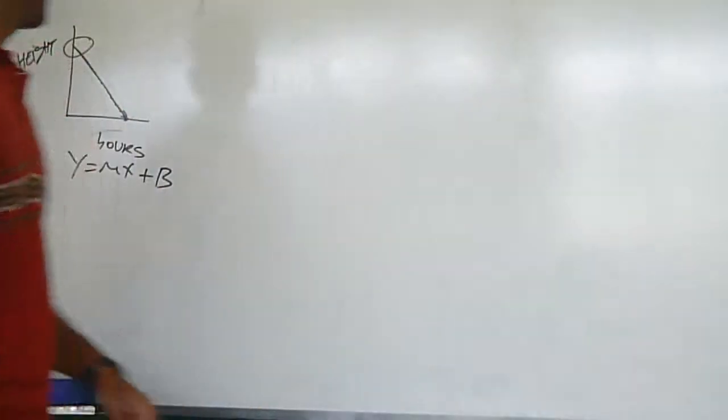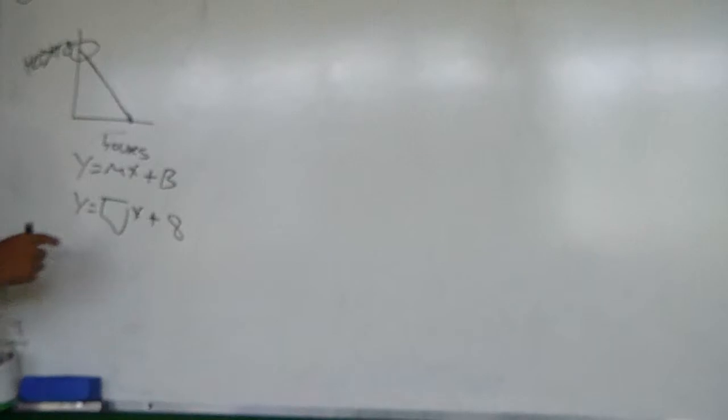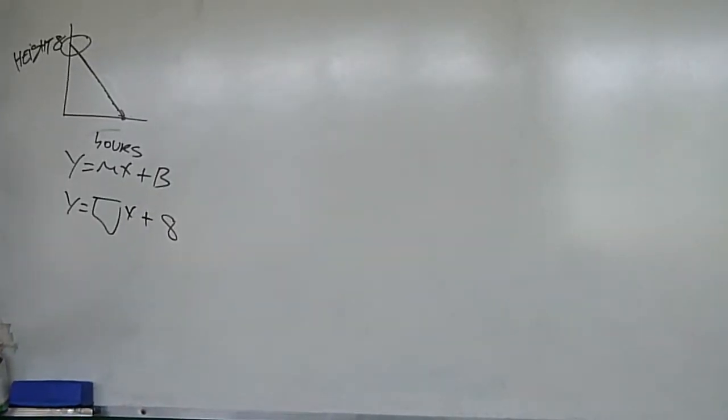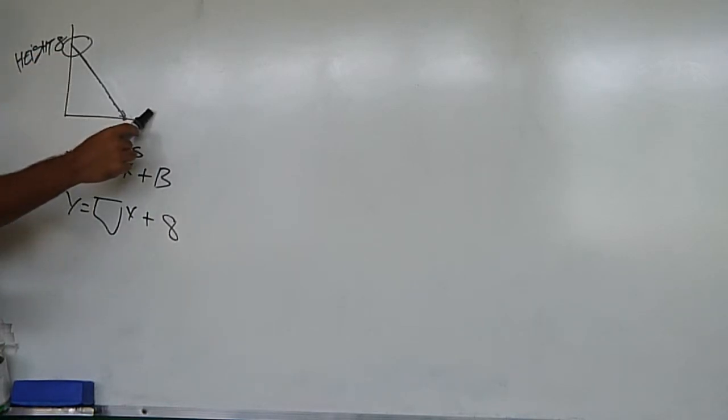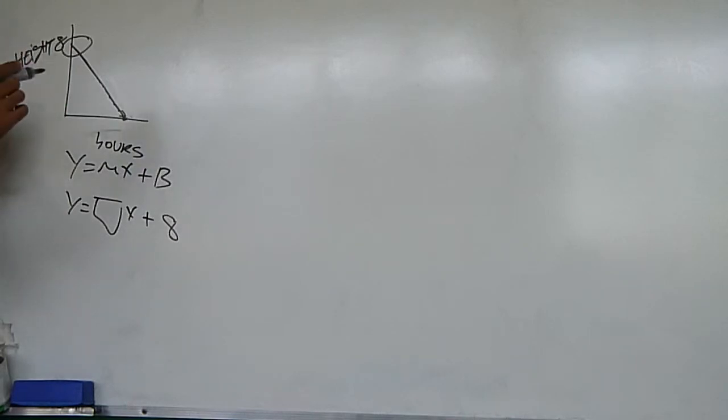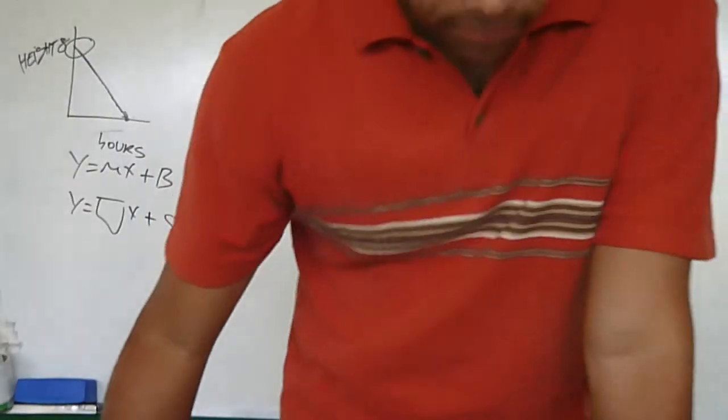Look in the book, how much is that height? 8. So this height is 8. So in our equation, I'm going to put an 8 over here. So it's going to be y equals, and then I'm going to write the slope here, x plus 8. The next thing we'll have to do is find the slope. We can look in the graph and count how much it went down and how much it went over, or we can pick 2 points and find the slope. Which one do you think is easier?